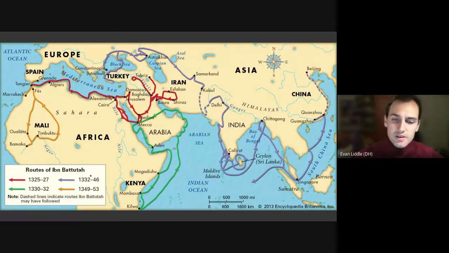Now, what's really interesting about this map, if you'll notice all of his various journeys, is that with the exception of a few particular spots, he was pretty much always in Dar al-Islam, that is the realm of Islam where either Muslim rulers reigned or the majority of the population was Muslim. And that's pretty extreme when you think about it. This huge swath of the world was in the same cultural zone.